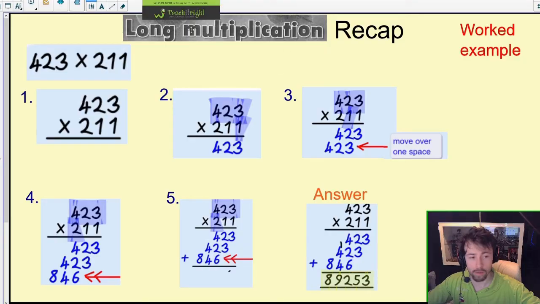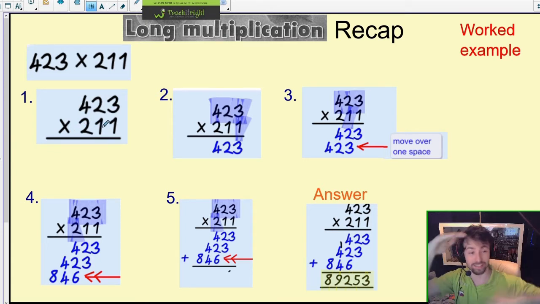This is just a quick long multiplication recap. Now this is just to go over column multiplication. It shows you step by step, column multiplication, and this is the most standard method. The reason I like to talk about it is because I think it shows the understanding. If I was to write this out, I've set it up in this style here. So 423 times 211.